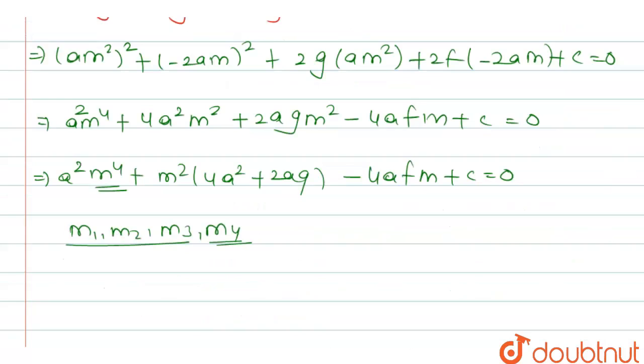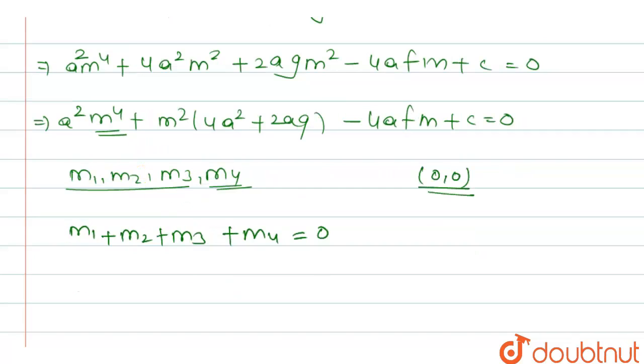So this m4 can be written as the fourth point equals (0, 0), because this circle is passing through the origin. So by this equation, if m1, m2, m3, m4 are the roots of this equation, then m1 + m2 + m3 + m4 equals 0, because the coefficient of m cube is equal to 0 here.